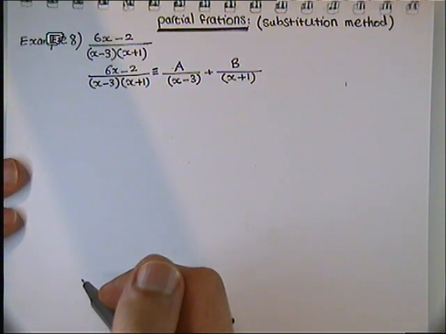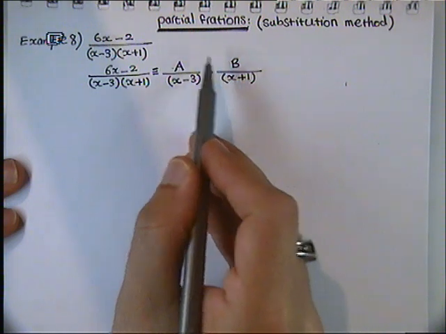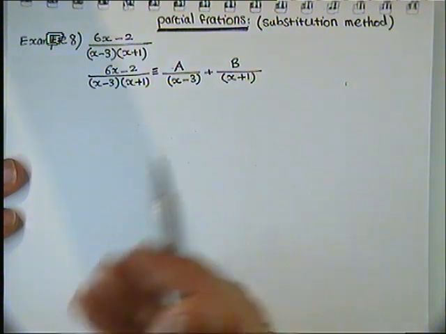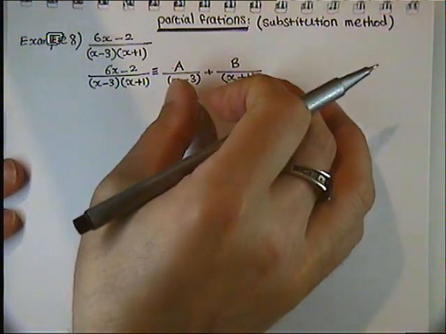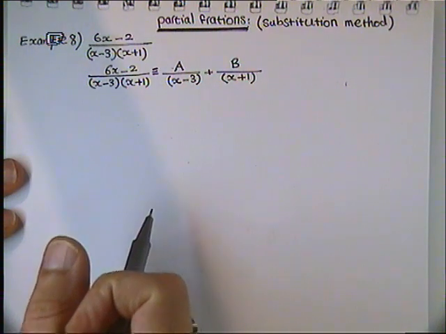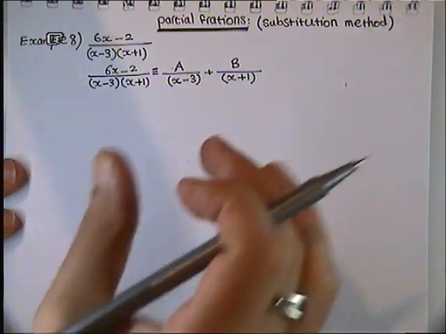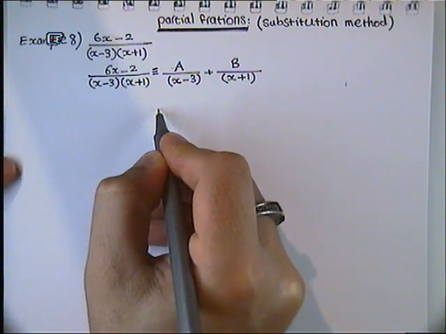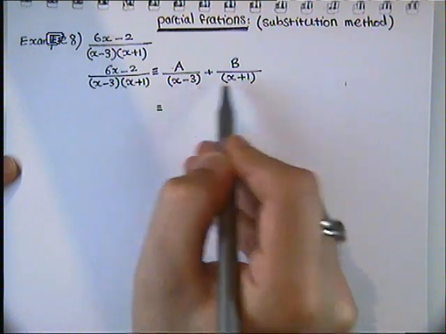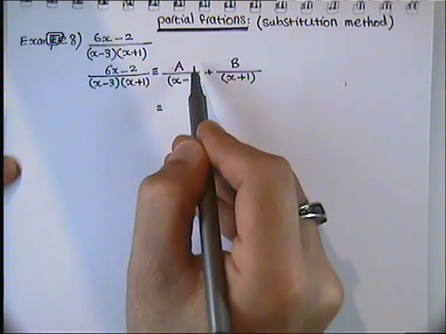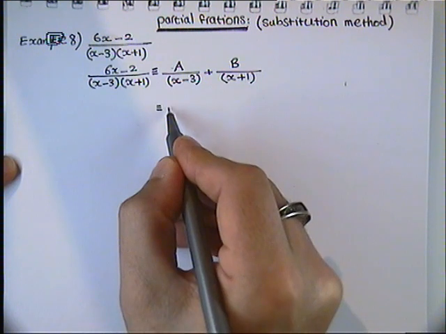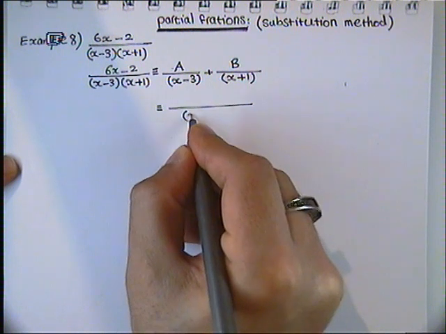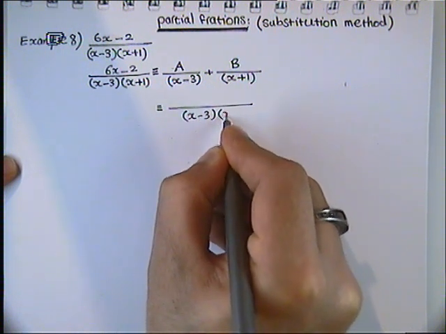I put an identity sign here because for any value of x, this equation must be true. It must work for both. So this one is always equal to this one, no matter what value of x. If I find the common denominator and add these two up, I must get exactly the same thing as here. The common denominator between x - 3 and x + 1 is (x - 3)(x + 1).